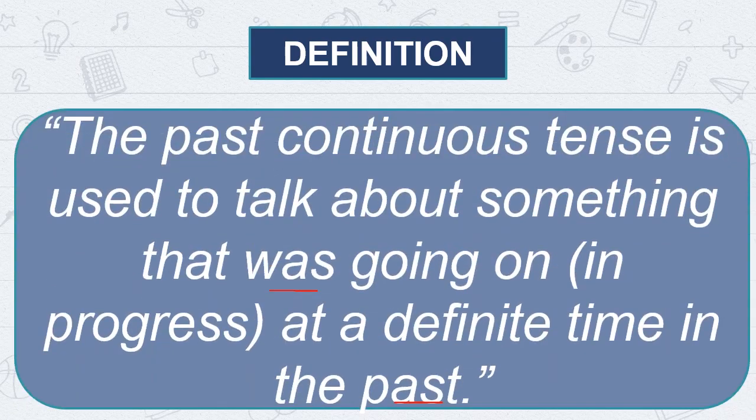What is the definition of past continuous tense? The past continuous tense is used to talk about something that was going on or that was in progress at a definite time in the past. So there we use past continuous tense.